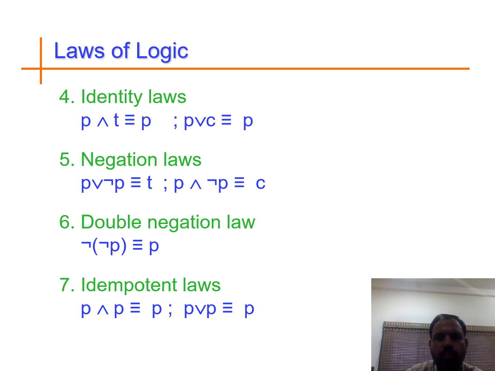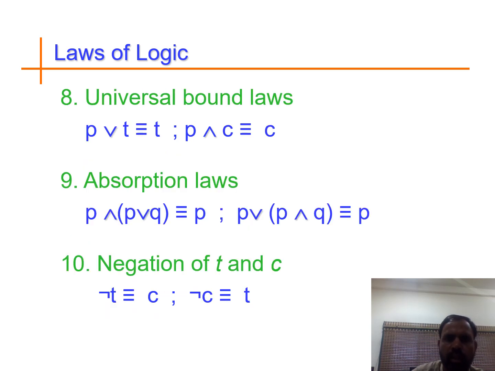Identity laws. P and T, tautology, is equivalent to P. Similarly, P or contradiction C is equivalent to P. Negation laws. P or negation P is equivalent to T. P and negation P is equivalent to C. Double negation law, we have already proved this. Negation of negation P is equivalent to P. Idempotent law, P and P is equivalent to P, P or P is equivalent to P. This is called the idempotent laws.